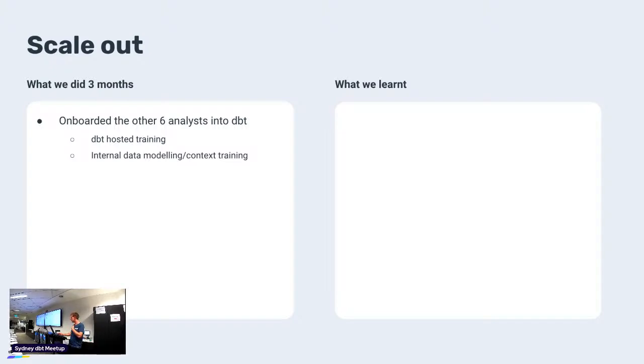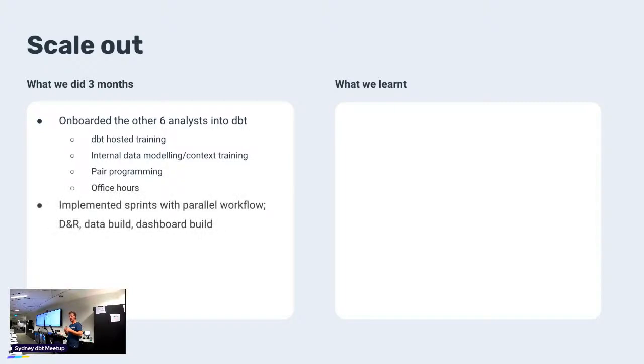And so I did some training for the analysts, group training. But then I also pair programmed. So we gave each of them a model to build, or something to build, and then I sat with them and helped them. And then we had office hours all the time. When we actually started doing the work, we implemented sprints.